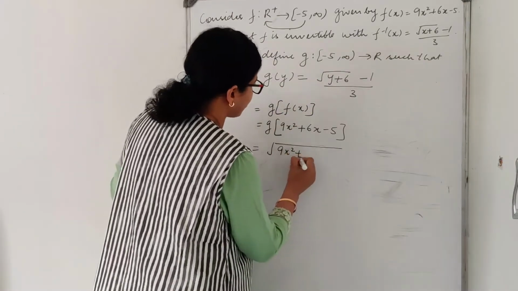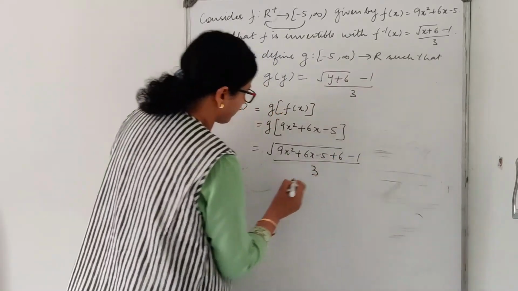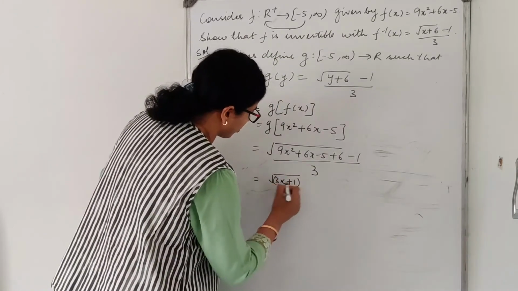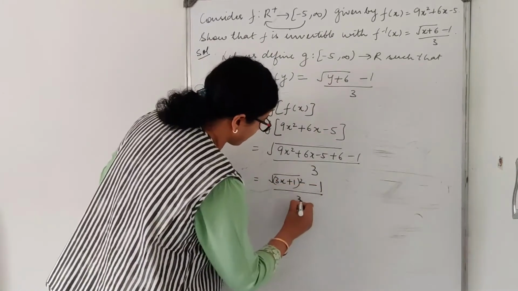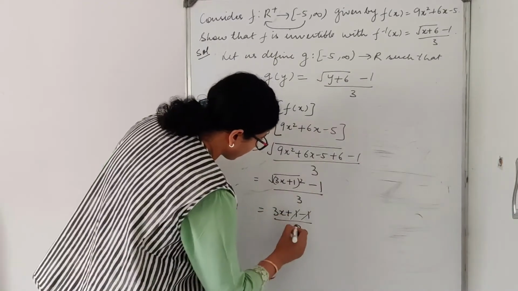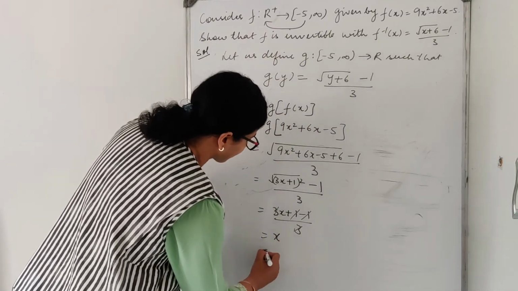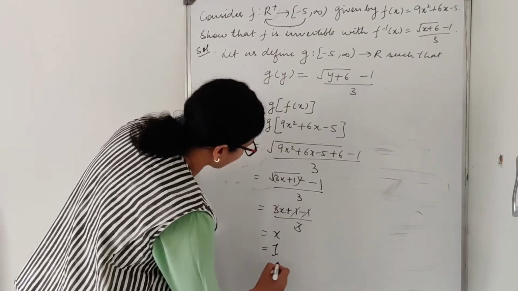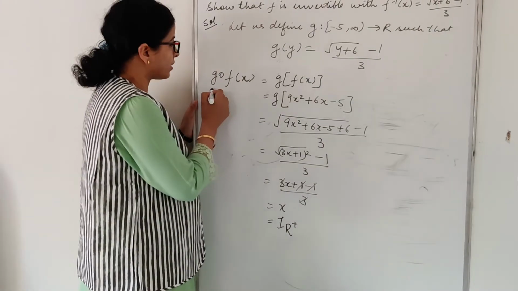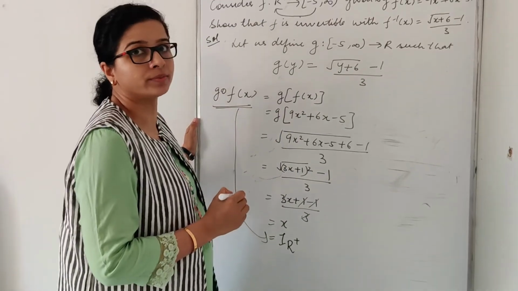9x² + 6x − 5 + 6 − 1/3, right? So I am getting (√3x + 1)² − 1/3. So I am getting 3x + 1 − 1/3. So I am getting x, right? So x is the identity for R⁺. So when I calculated g of f(x), I got the identity of f, right?